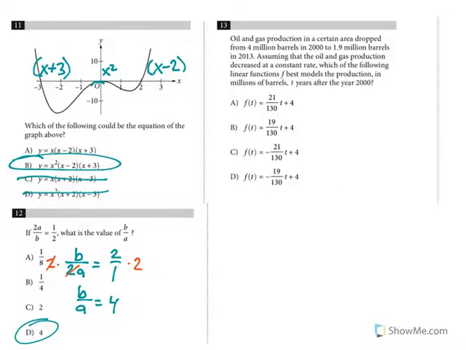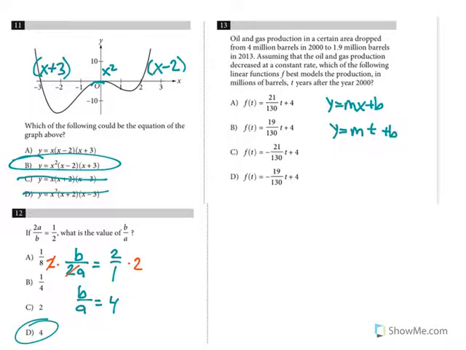Oil and gas production in a certain area dropped from 4 million barrels in 2000 to 1.9 million barrels in 2013. Assuming that the oil and gas production decreased at a constant rate, which of the following linear functions f best models the production in millions of barrels t years after the year 2000? Okay. So we're talking about y equals mx plus b, or in this case, y equals mt plus b.